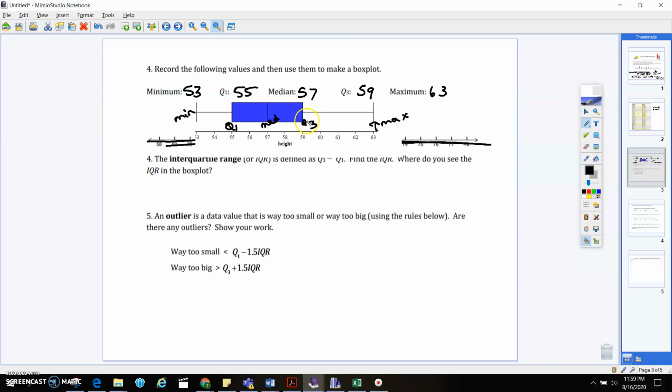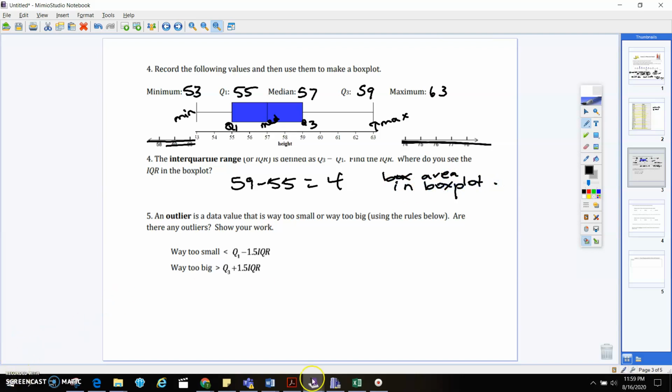Interquartile range is where you take Q3 minus Q1. Q3 is 59 minus Q1, which is 55. So that's going to be 59 minus 55, which gives me 4. So we found the IQR, which is 4. Where do you see the IQR in the box plot? Well, it's the box part of the box plot. So it's inside the box area in the box plot.